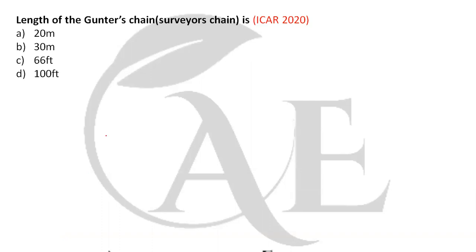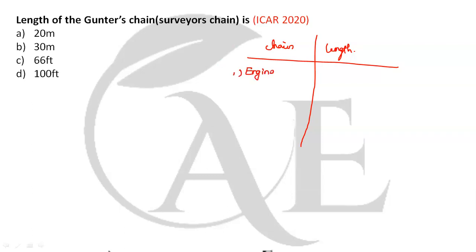First question: the length of the Gunter chain, which is nothing but the survey chain. There are different types of chain and their lengths. For the engineer's chain, it is 100 feet long, and it is divided into 100 links.